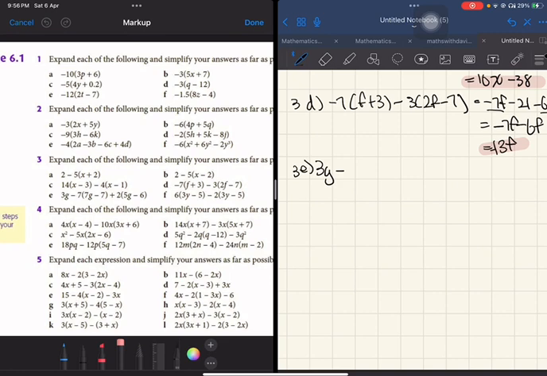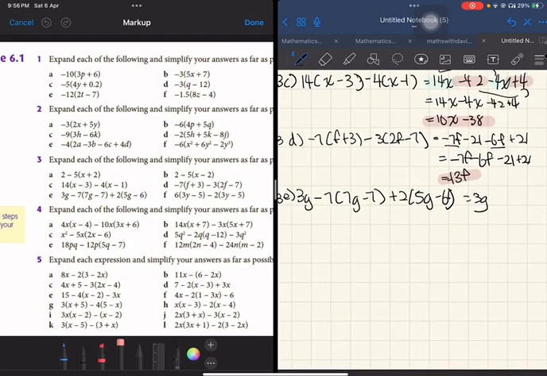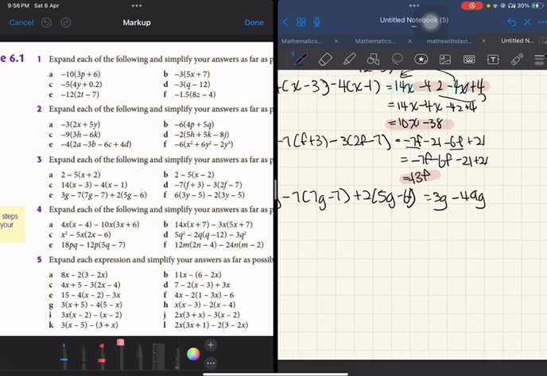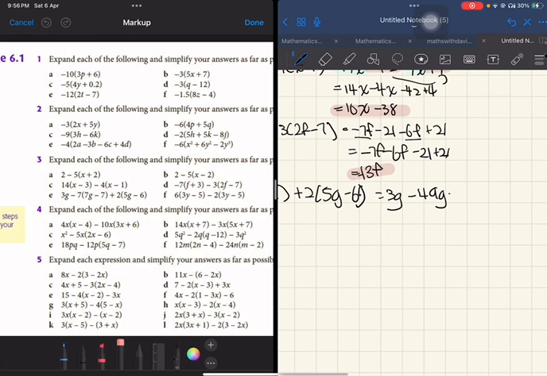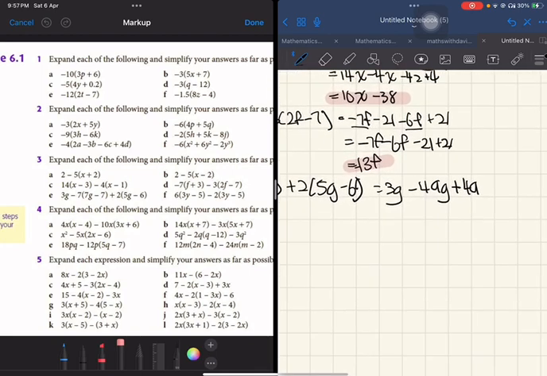3g minus 7, 7g minus 7 plus 2, 5g minus 6. Okay. Alright, let's just write 3g first. Negative 7 times 7g, you're going to get negative 49g. Negative 7 times negative 7, you're going to get positive 49. And then positive 2 times 5g, you're going to get positive 10g. Positive 2 times negative 6, you're going to get negative 12.